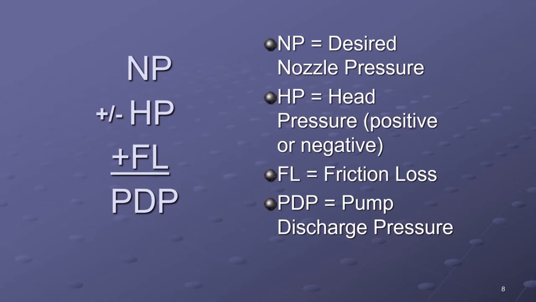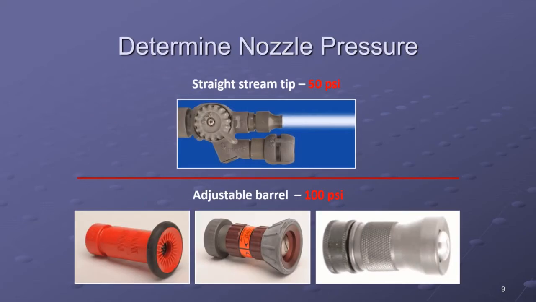So in this case, I'm still looking at NP, or desired nozzle pressure, plus or minus HP, which is head pressure, and it's positive or negative, plus friction loss equals my pump discharge pressure. All right, we're going to delve into those individual components of the hydraulics equation.